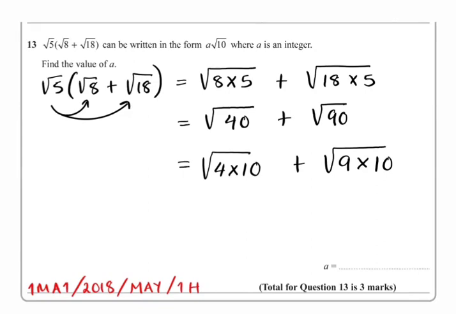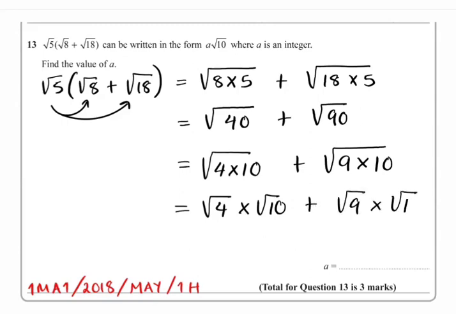Then using, again, the law of multiplication of surds, I can separate into root 4 multiplied by root 10 separately. Separate this into a square root of 9 multiplied by root 10 separately. Then we simplify. So simplifying this together, we have the square root of 4 is a whole number 2 multiplied by root 10, which is just 2 root 10. Plus the square root of 9 is a whole number 3 multiplied by root 10, which we're going to keep as root 10.